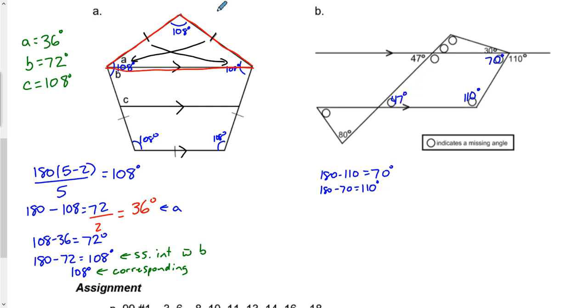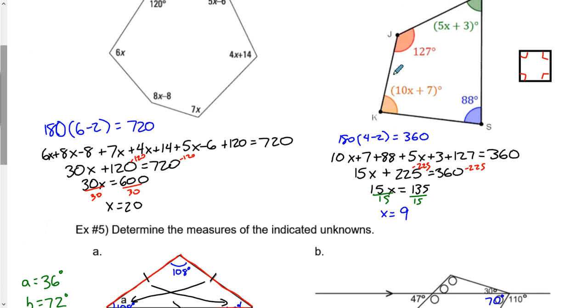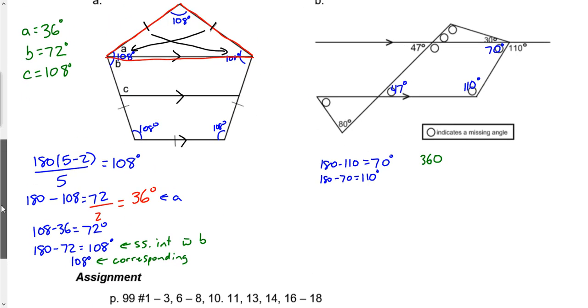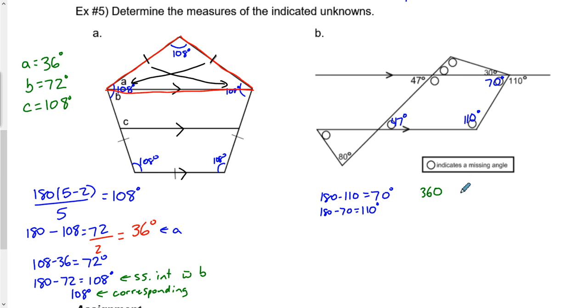I'm going to tie in one of the things that we did in this section. For example, we have a quadrilateral here. We have a four-sided figure, which means we know that those interior angles by our work right up here are going to add up to be 360. Obviously, on an assignment, I would expect that you're going to show that calculation. But if I subtract my 47, subtract the 110, and subtract the 70 in there, I'm going to be given 133.